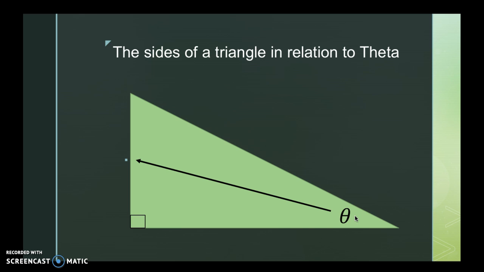The first thing we do is we shoot an arrow from theta, straight across the triangle. This identifies our opposite side. After the opposite side, we find the longest side of the triangle, which is called the hypotenuse. Finally, the third side that is neither opposite nor the hypotenuse is called adjacent.